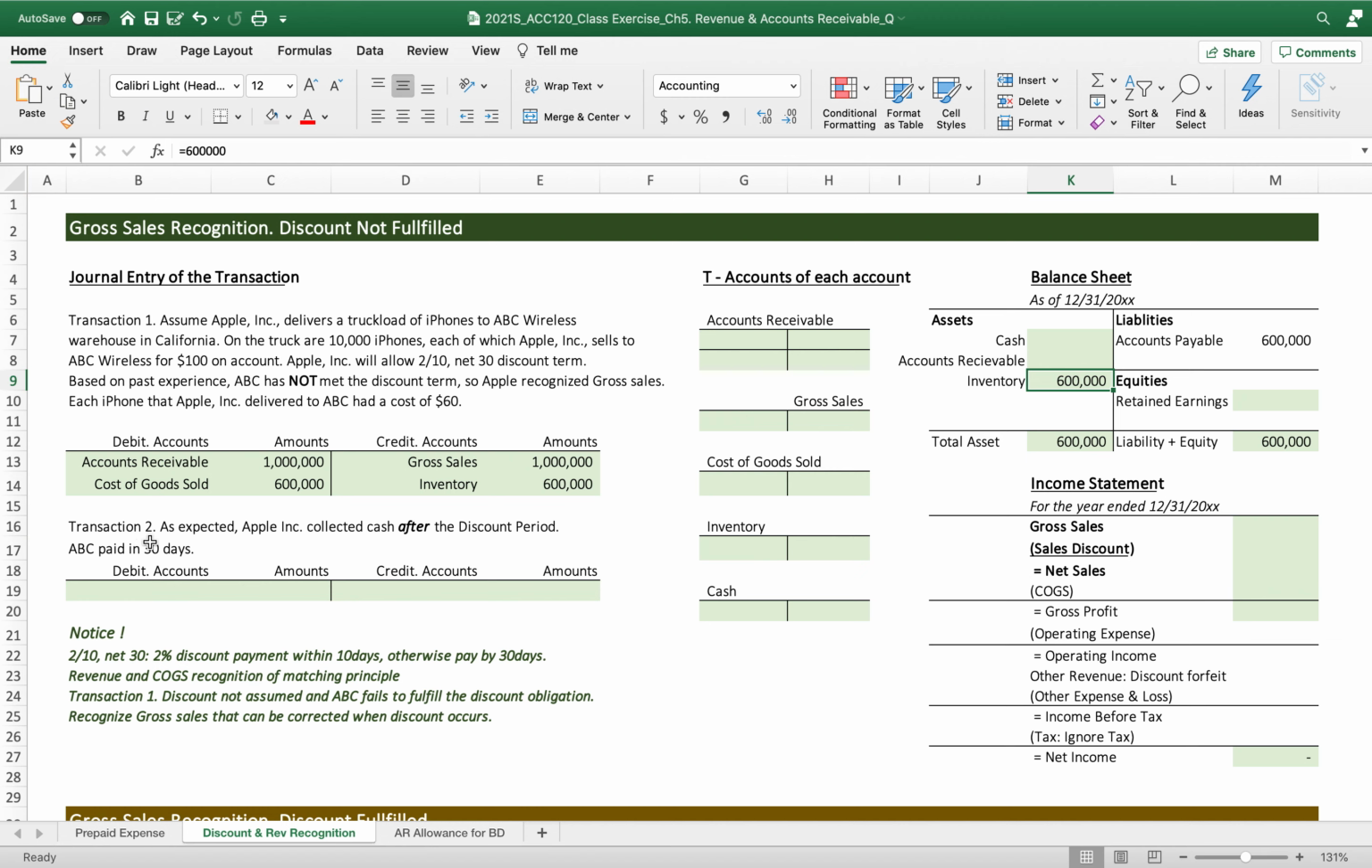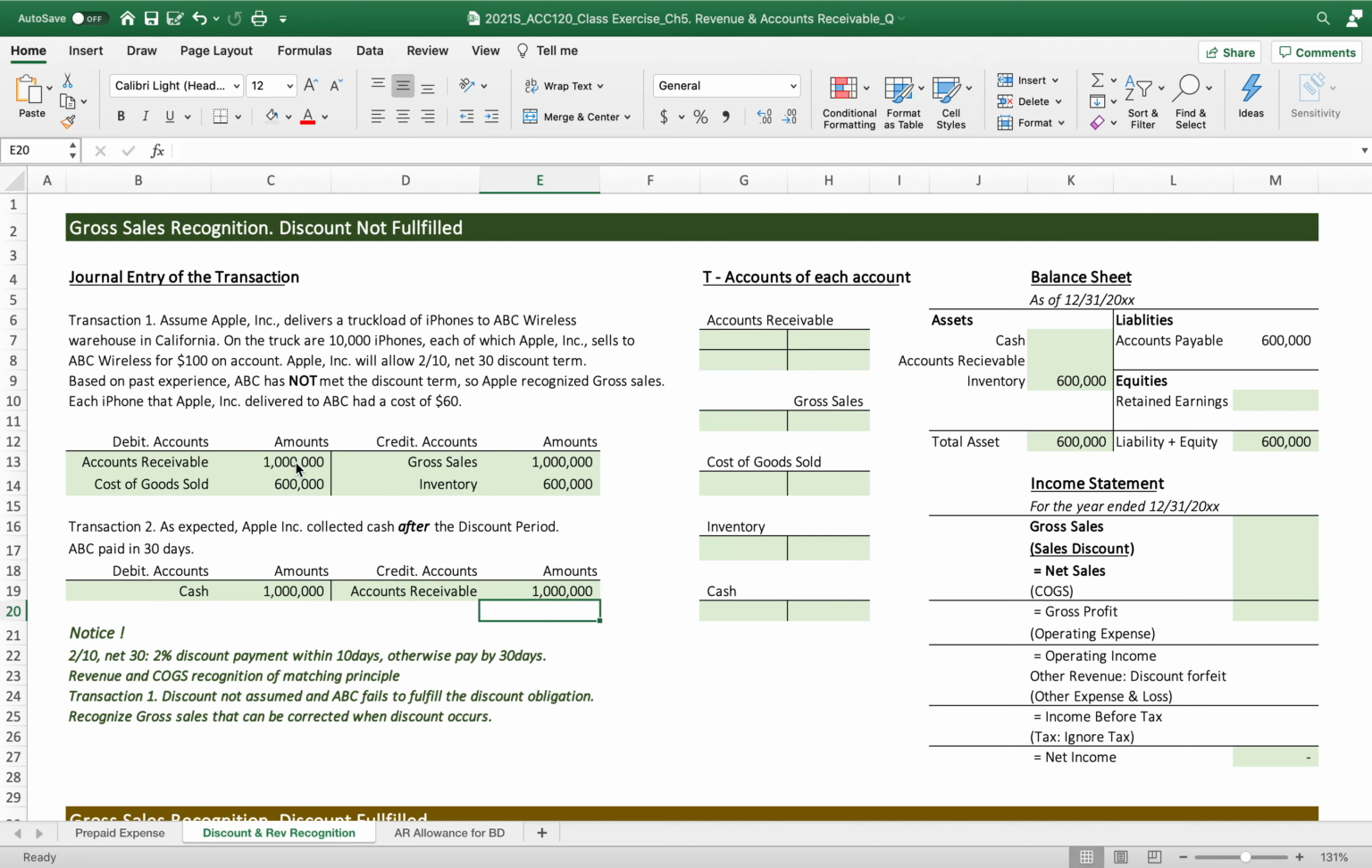On transaction number 2, as expected, Apple Inc. collected the cash after the discount period. ABC paid in 30 days. So Apple received how much? Right, the full amount, $1 million, because ABC Wireless company paid cash after the discount term without any 2% discount. So cash in full amount $1 million, and by this amount, this accounts receivable should be removed.